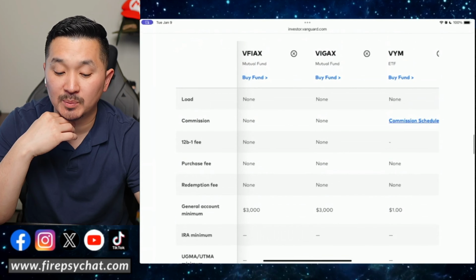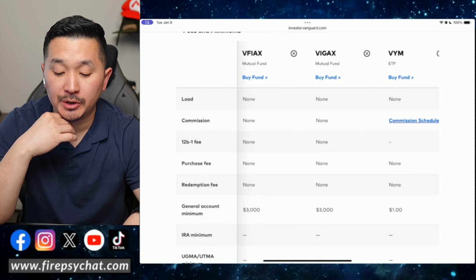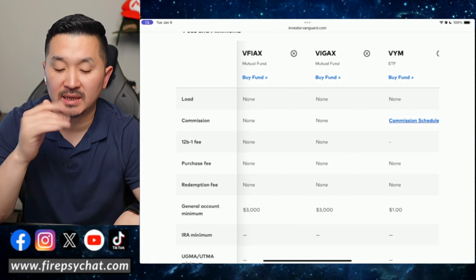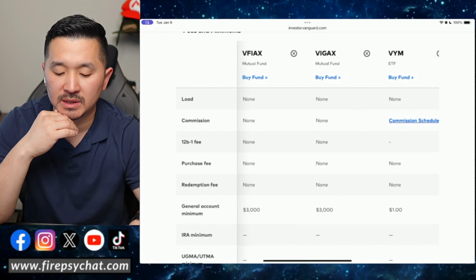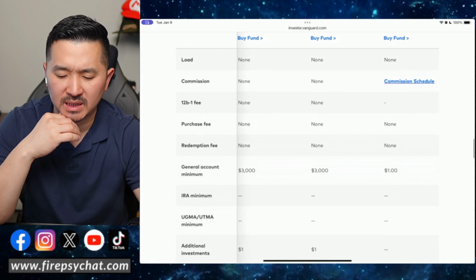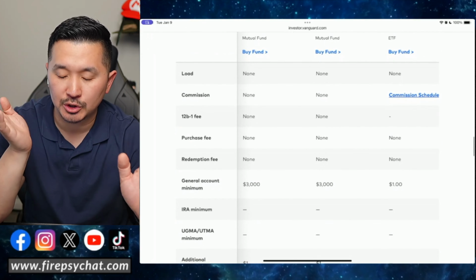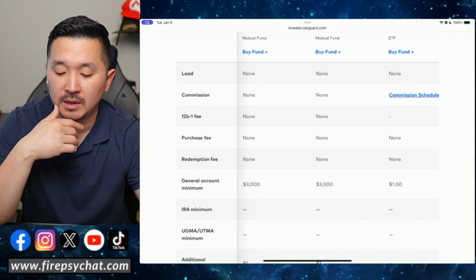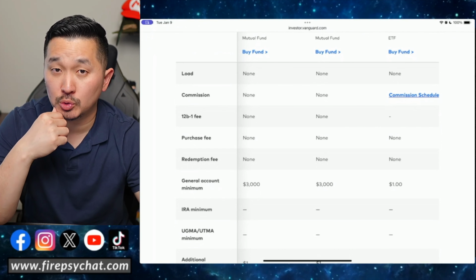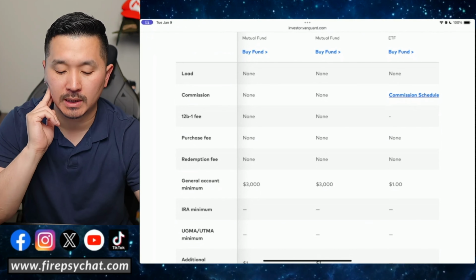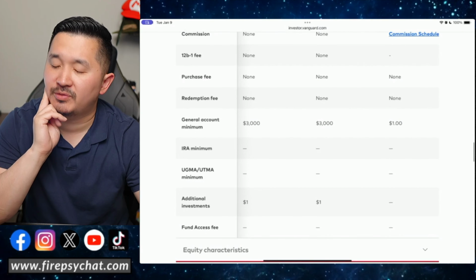If you want to invest in the S&P 500 index fund with Vanguard, you need to start with $3,000. And then after that, it's $1 at a minimum. So that is the initial amount. Looks like it's the same thing with the VIGAX. VYM, there's no minimum. You just need to buy the shares, right? So if it's one share of 120 bucks, then the minimum is 120. I don't know if Vanguard has fractional shares.